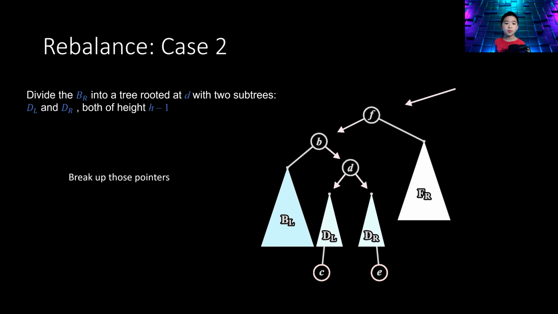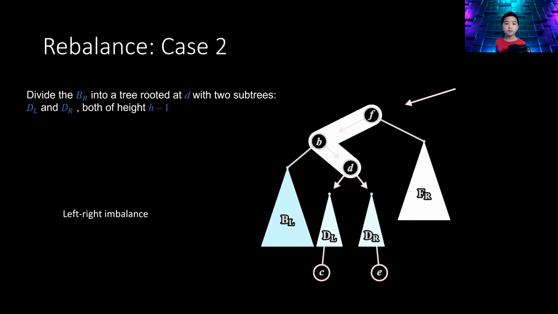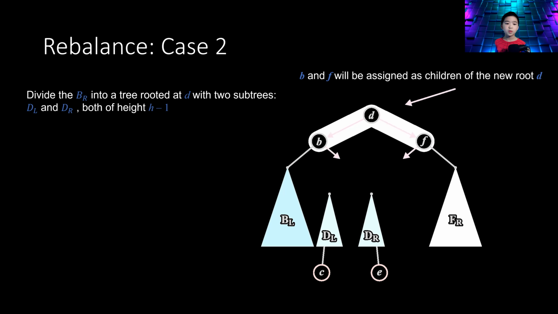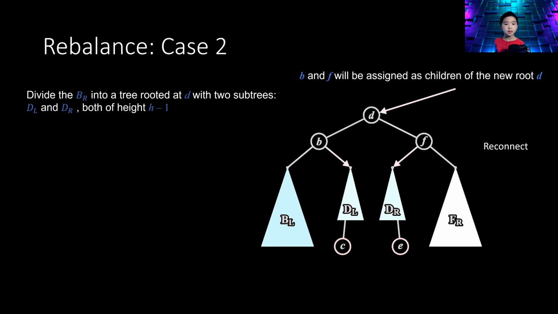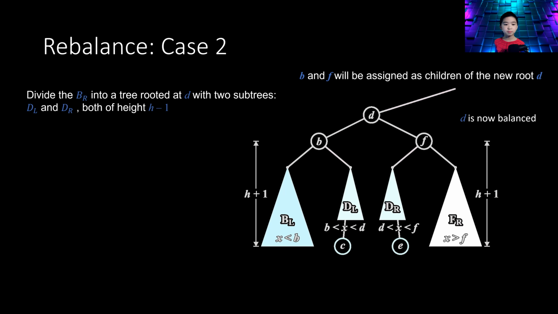To fix it, we first break up those pointers. Then we look at the node F, B, and D. It's a left-right imbalance. For left-right imbalances, all we need to do is promote the bottom node as the new root. Then the node B and F will become the left and right child. Now we reconnect the other broken pointers. By checking the height for each subtree, we can verify this whole subtree is now balanced.